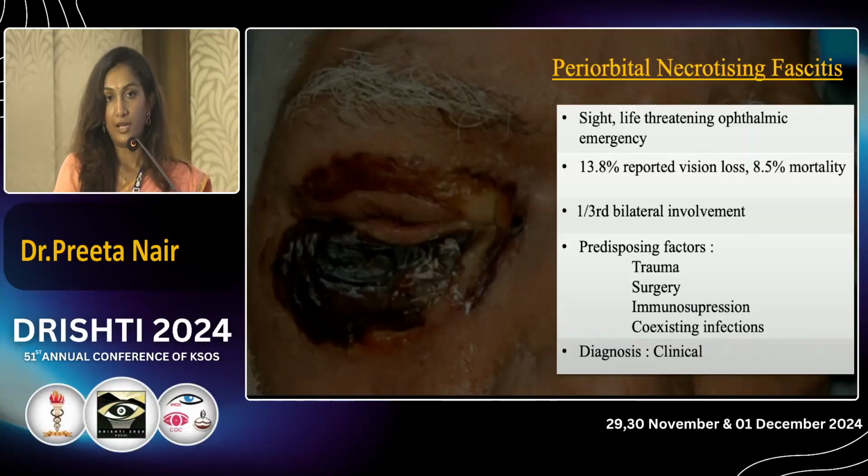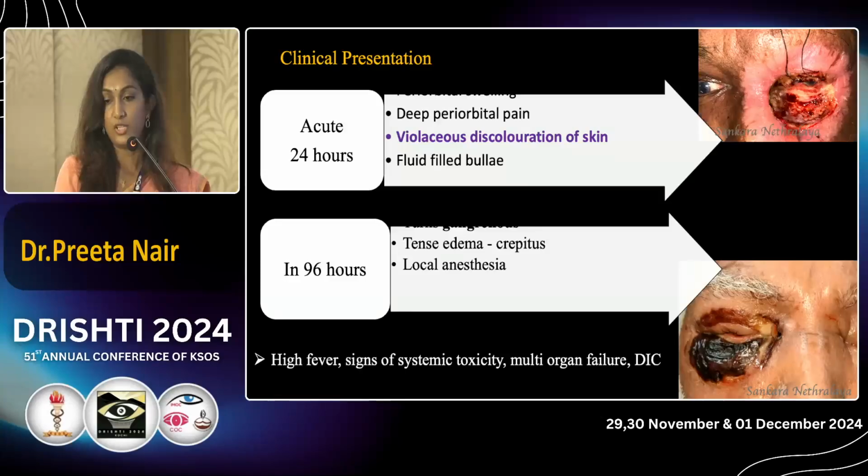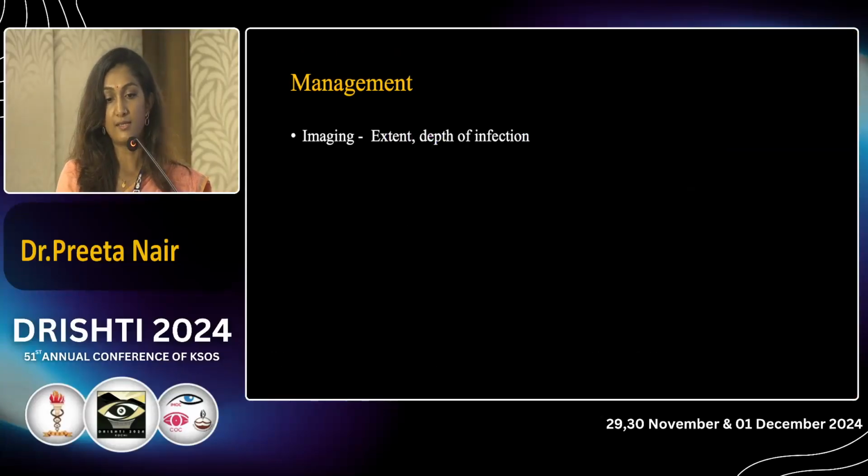Another sight and life-threatening emergency is periorbital necrotizing fasciitis. Usually one-third of cases present with bilateral involvement, and trauma, surgery, and immunosuppression are the predisposing factors. Diagnosis is usually clinical. These patients will present with a violaceous discoloration of the skin with periorbital swelling, which presents within 24 hours, and then goes into gangrenous formation within 96 hours.